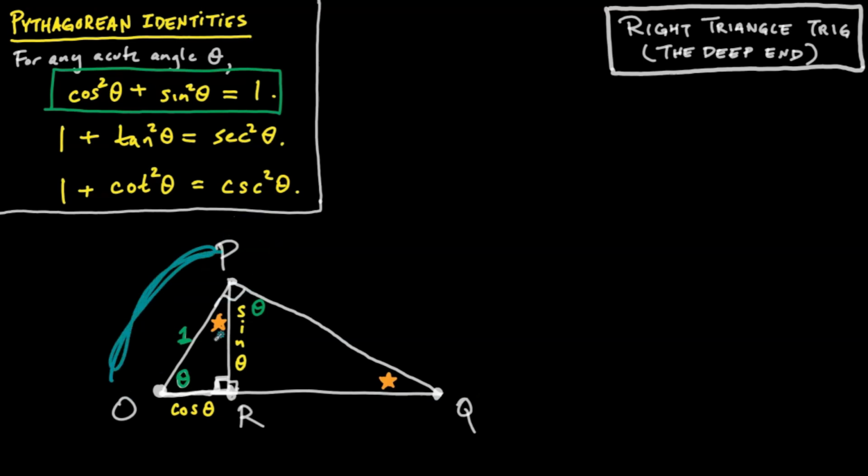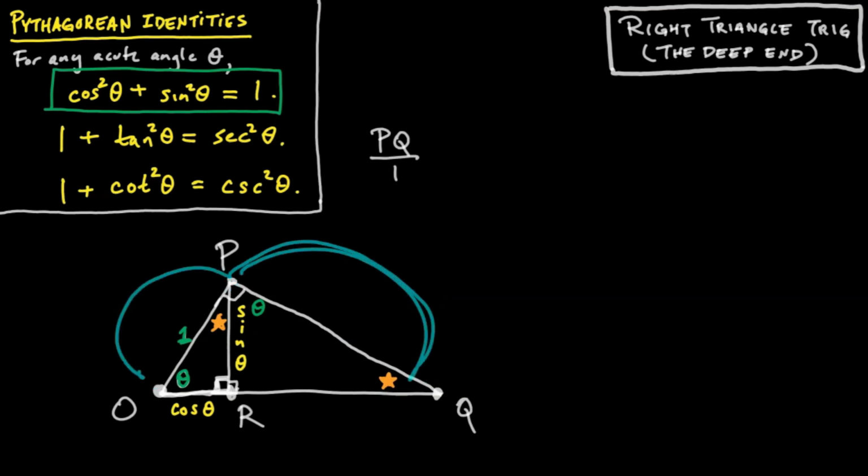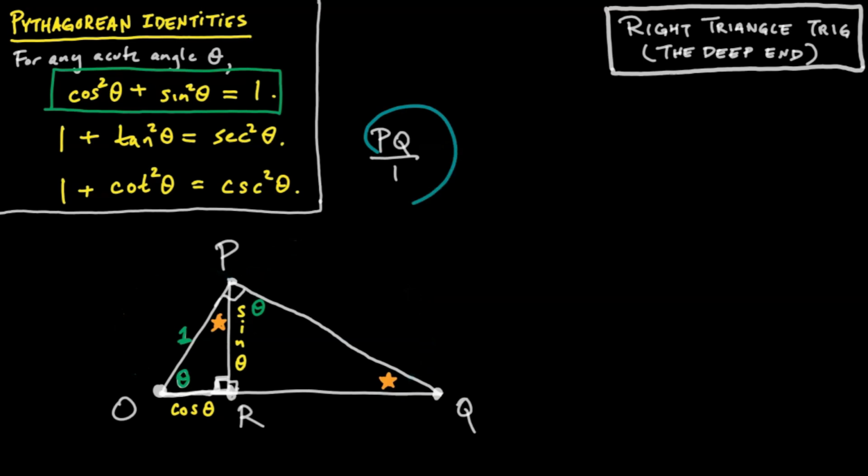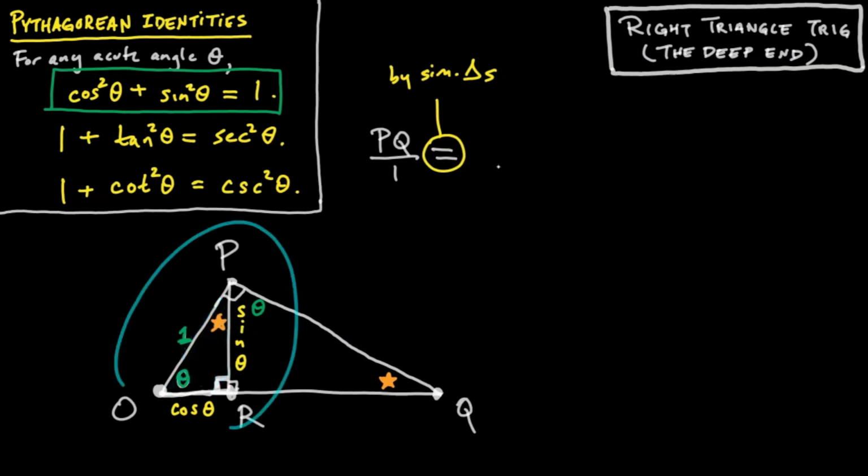We know side OP is 1. Let's see if we can figure out PQ. Well, what do we know about PQ? Let's consider the ratio of PQ to PO. So that's PQ to 1. I'm interested in a ratio of sides because I know that that ratio will be equal, by similar triangles, to the corresponding ratio on our original triangle, triangle OPR.